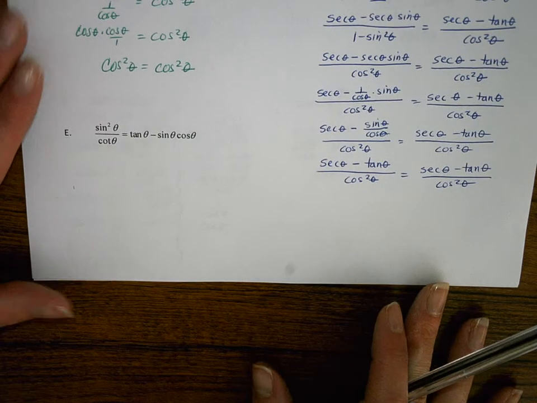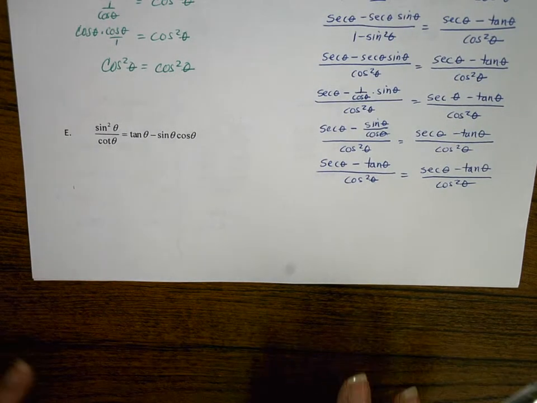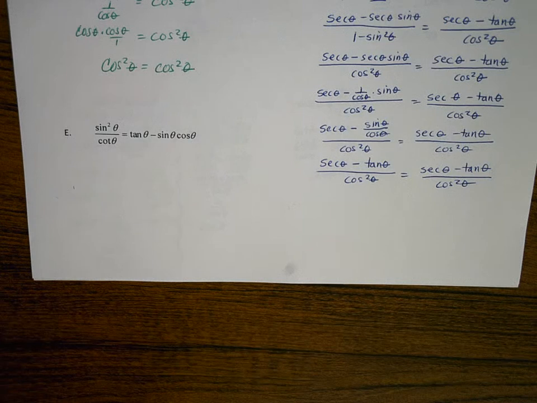All right, let's take a look at E. We've got sine squared of theta over cotangent of theta equals tangent of theta minus sine of theta cosine of theta.